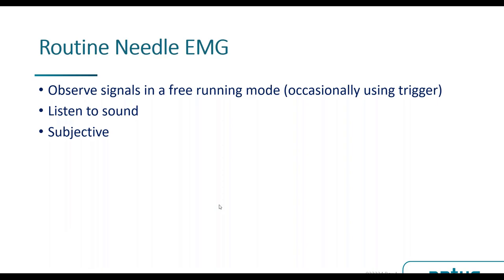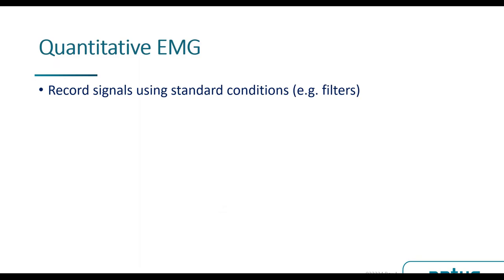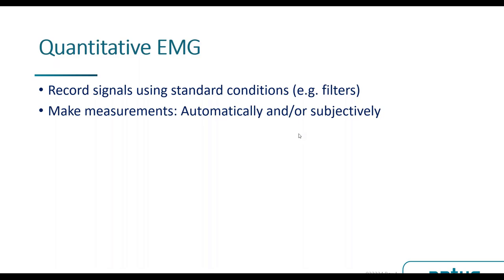In contrast, when we do quantitative EMG, we record the signals using standard conditions that may involve filters, the gain settings, and so forth. We make measurements. These can be done automatically, or sometimes they can be done subjectively. Sometimes we take automatic measurements and then maybe manipulate them a little bit subjectively. And then we compare them with reference values.